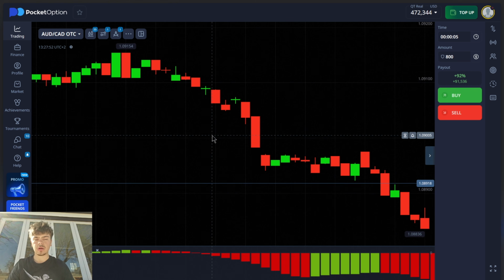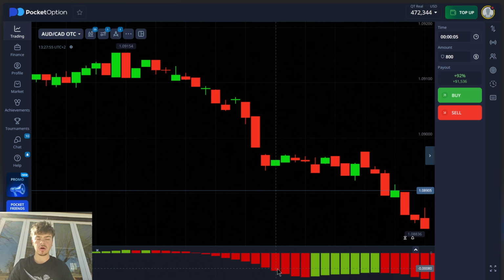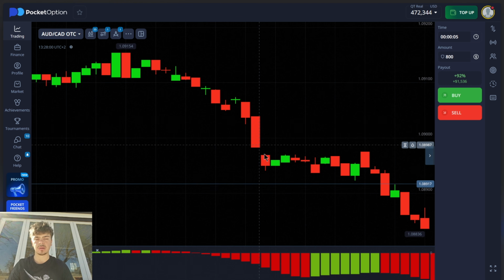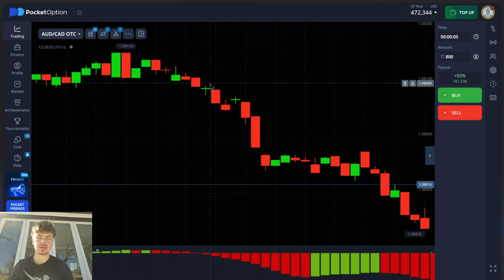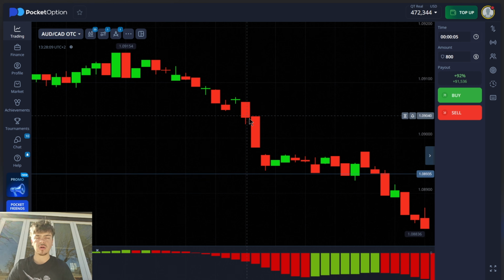Now we can also look at some selling examples where we see the red bars start to close below the zero line. And as that happens, we see more and more red candles start to form. Now, if these are 5-second candles and we're taking 5-second trades, well then we are going to be winning pretty much on the majority, if not all of these trades.